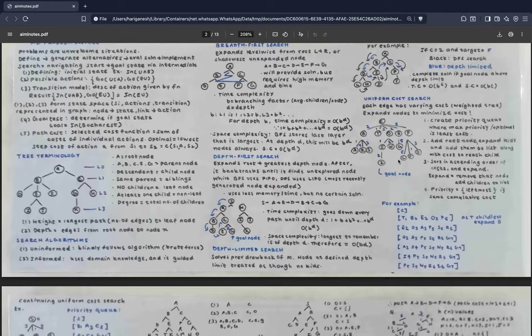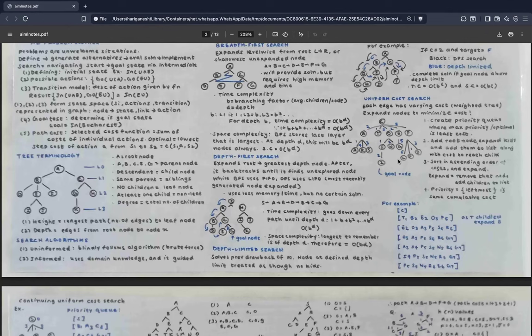You expand E and then you put G at the back because G's value is now 5 plus the cost it took to go to E. So it's 5 plus 2, which is 7. So it goes at the back. And here, O's cost is going to be lower. So you put O at the front and then you expand O, and then you add those into the list as well.